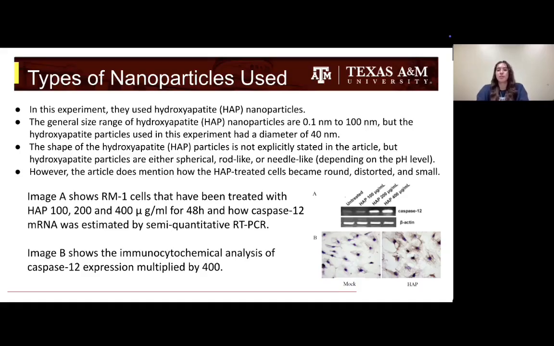Image A, as you can see to the right, shows how these different cells were treated with HAP at different levels from 100 to 200 to 400 micrograms per milliliter over the course of 48 hours. In this experiment, they also did it over the course of 24 hours, 48 hours, and 72 hours with different density levels. And we could see how the particles affected the prostate cancer. Image B also shows that in more depth.